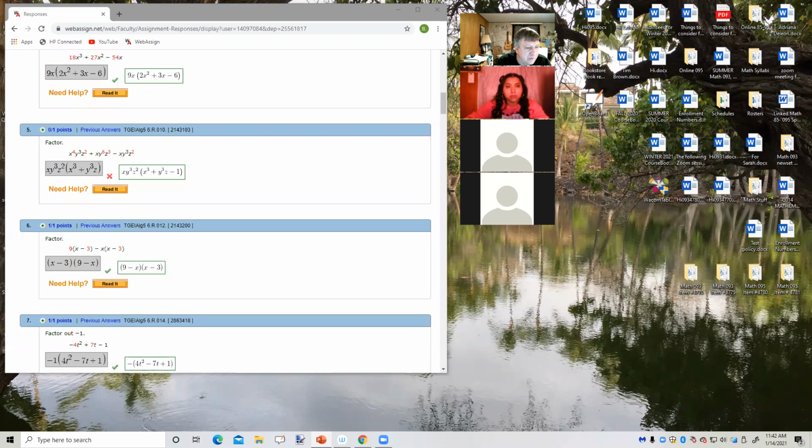It says factor. This student forgot to leave a trail of breadcrumbs. Let me explain. Okay, x to the 4th y cubed z squared, plus x y to the 6th z cubed, minus x y cubed z squared. Okay, so let's go back to the other screen.